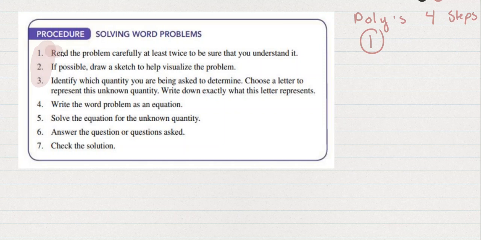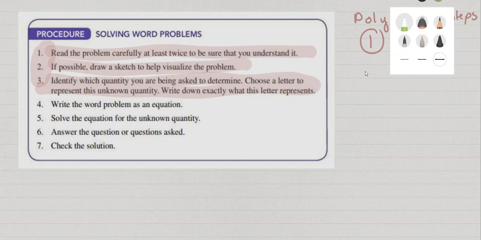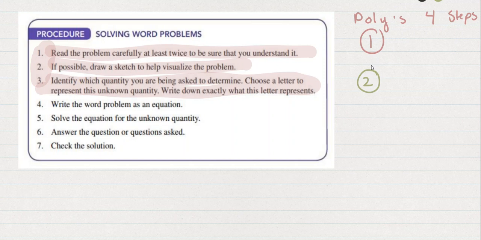So this 1, 2, and 3: read the problem carefully, draw a sketch to visualize it, and identify which quantity you're being asked to determine and represent it with a variable, and then write down exactly what that letter represents. So we'll actually write let x equal whatever, the missing number, or the number of milligrams needed, etc. But all 3 of those steps really fall into Polya's step number 1.